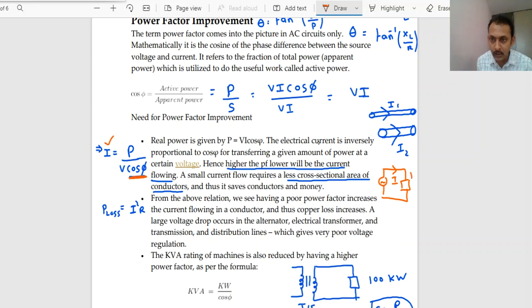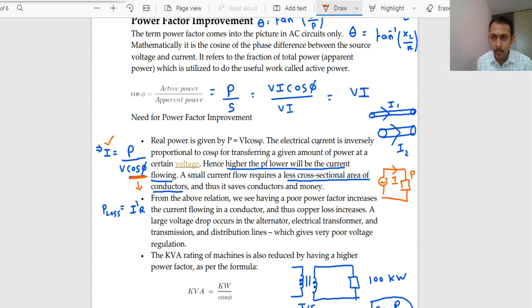If the power rating is P, the amount of current drawn by the load is inversely proportional to the power factor. So how do you understand that? If the power factor is very, very low, it is going to draw more current for the same given power rating and voltage. For the same power rating and applied voltage, if the power factor is low, it is going to draw a larger amount of current.